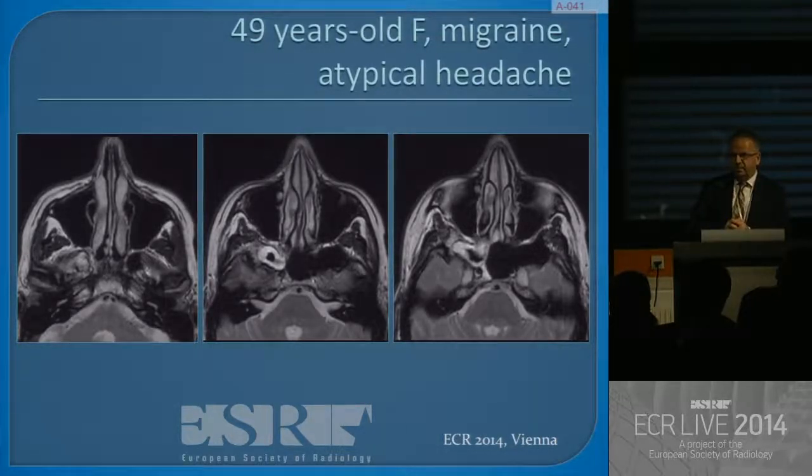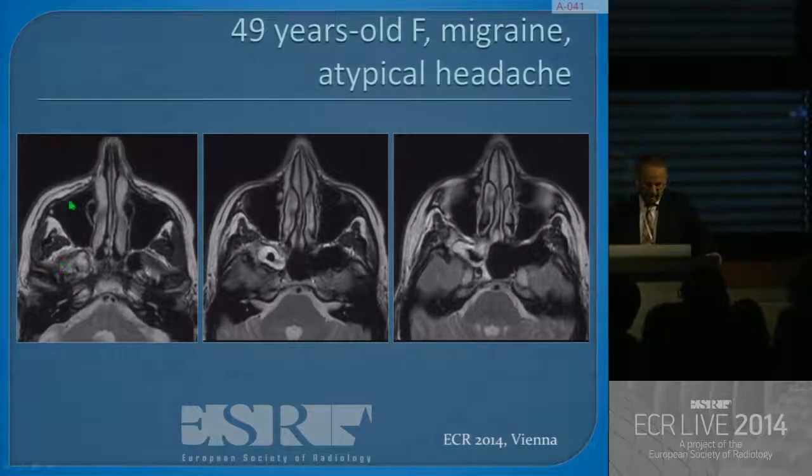Let's start with a case. A 49-year-old female who has been complaining of migraine for many years. In fact, this young lady is a close friend of mine, who came to me and complained of some atypical headache. The next morning, we were sitting side by side with my technician in the MR suite. When the first images reached me, these were the T2 weighted axial images, and there was a peculiar lesion at the back part of the maxillary sinus, which astonished me a lot.